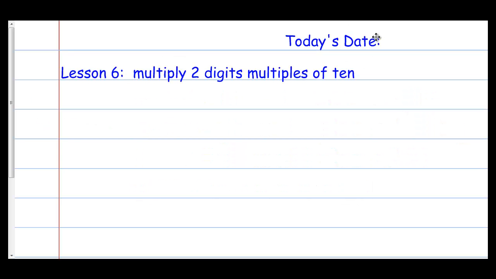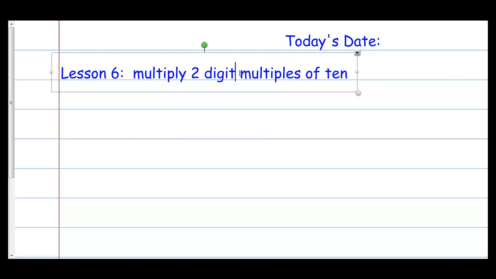All right, turn to the next page in your journal, please, and put today's date. And I want you to write lesson 6, multiply two-digit multiples of 10. This should just be digit, not digits. Multiply two-digit multiples of 10.